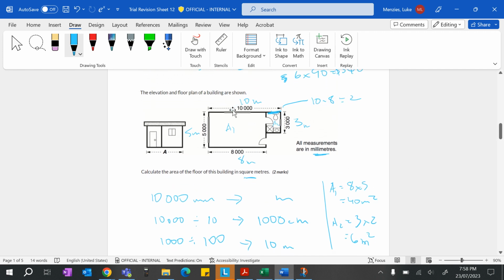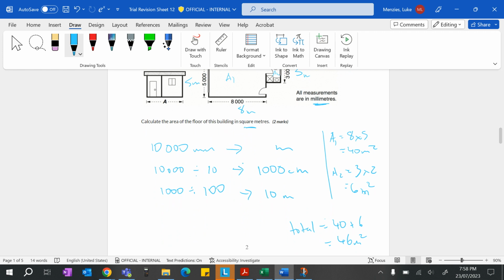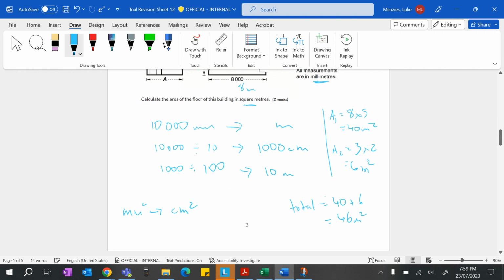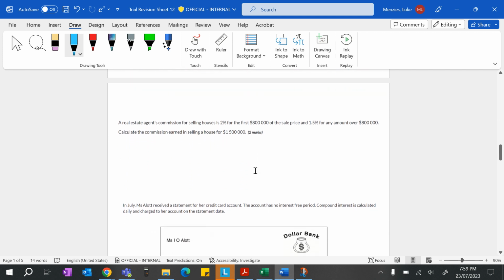Okay, please don't try to convert it after. If you did it after, each one of these conversions would have to be squared. So when you go from millimeters squared to centimeters squared, you actually have to divide by 10 squared. So the power needs to match is one way to think about it. So that's that.